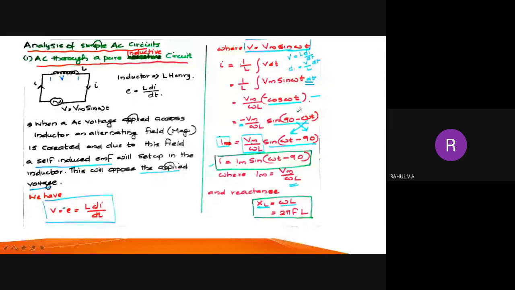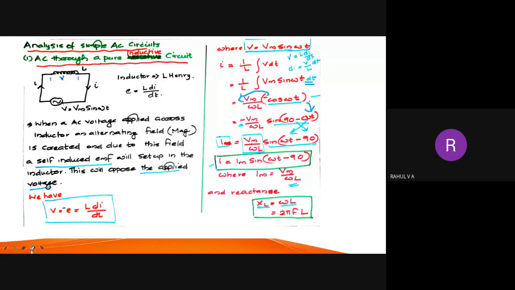Okay, then I am taking the minus sign outside. So minus Vm divided by omega L. Cos theta is nothing but sin 90 minus theta, so I am rewriting this one. Cos theta is sin 90 minus theta.